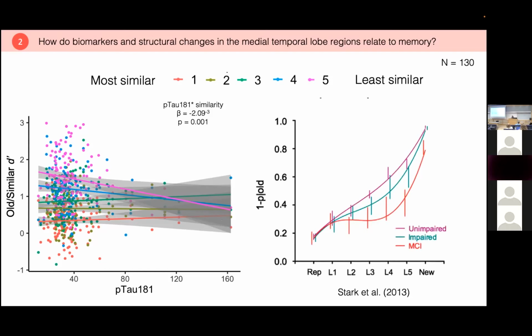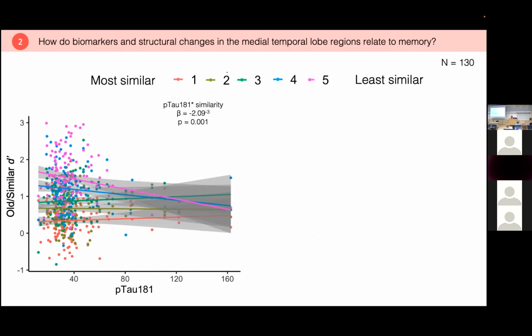So this is some data from Craig Stark's group, and the data is represented a little bit differently, but we do have the lure bins down here. And the y-axis is going to be 1 minus the probability of old. So just think of this as a metric for performance. You can see at lure bins 4 and 5 that MCI participants are once again struggling with this task. So what we're capturing in our cognitively normal older adult sample is that participants with p-tau are performing similarly to MCI participants.